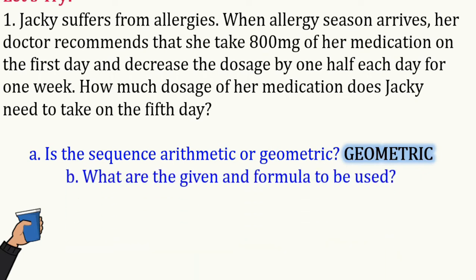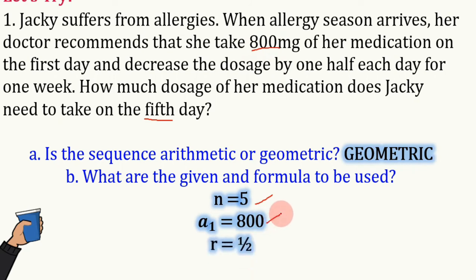Next, ano ba yung mga given sa ating problem? Since ang ating problem ay yan, kailangan alam mo yung n. So, yung n natin is this one, kung ano ba yung tinatanong sa problem. Nasa fifth day tayo, kaya po ang ating n doon ay 5. Mahalagang malaman natin yung mga given na magagamit natin sa formula later. Okay? Ang first term natin, 800. So therefore, that is our a sub 1. And then our r or multiplier is 1 half. Kaya po tayo nagkaroon dyan ng r equals 1 half.